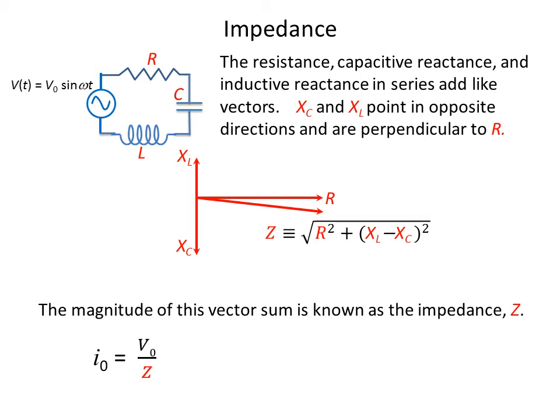So that we can write in general for a circuit that we have an I0 current amplitude that is equal to some V0 of the driving voltage divided by the impedance of the circuit Z. Similarly, we have that the phase is equal to the tangent of XL minus XC divided by the resistance.